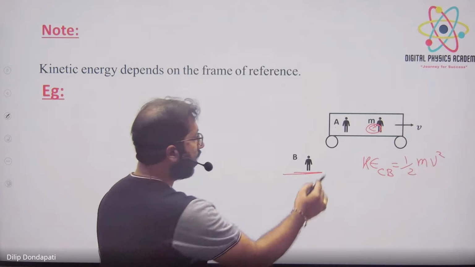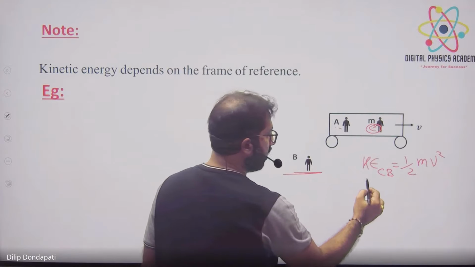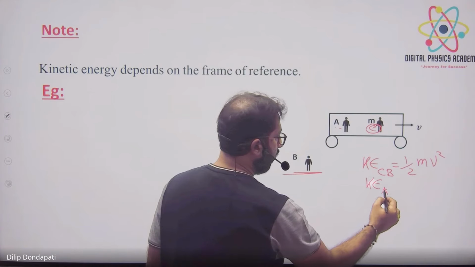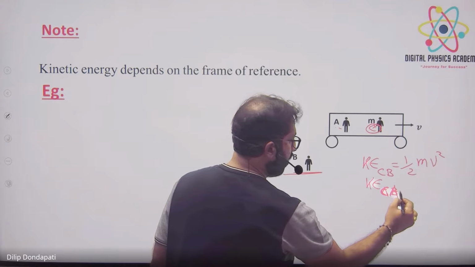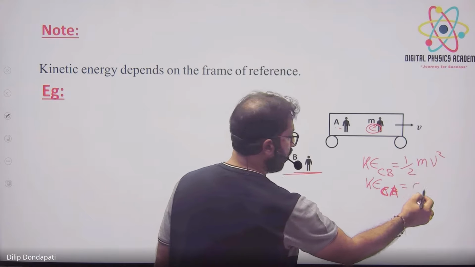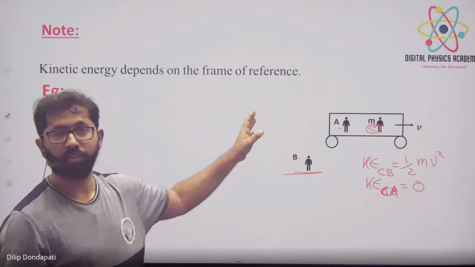right? Now according to A, what is the kinetic energy of the person? 0. According to A, C. Okay, A के respect में what is the kinetic energy of the C person is 0. That means it depends on frame of reference.